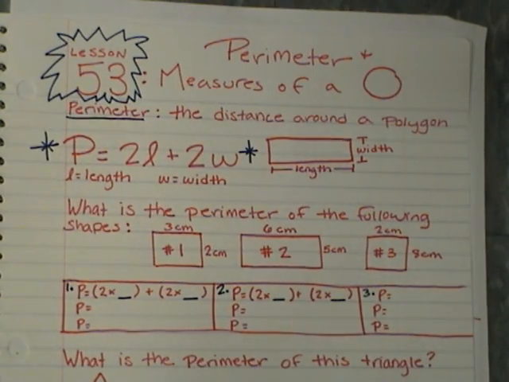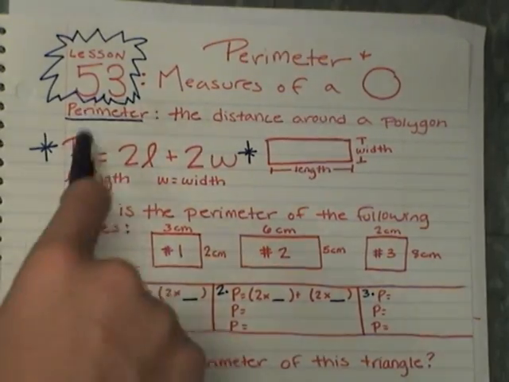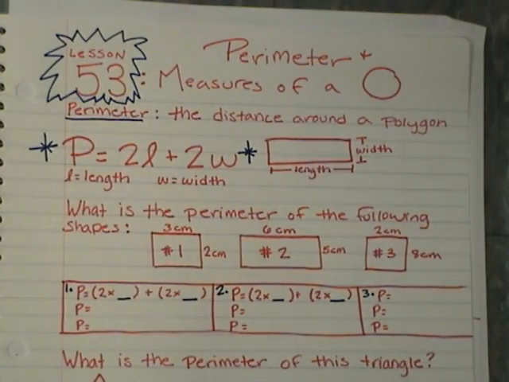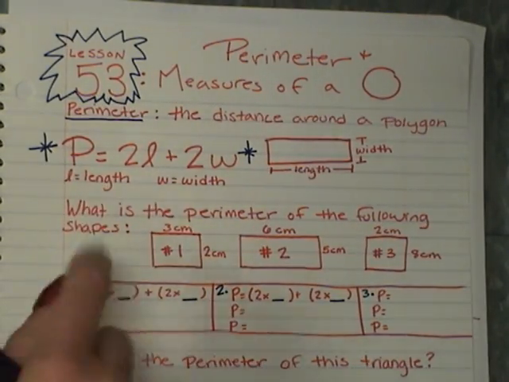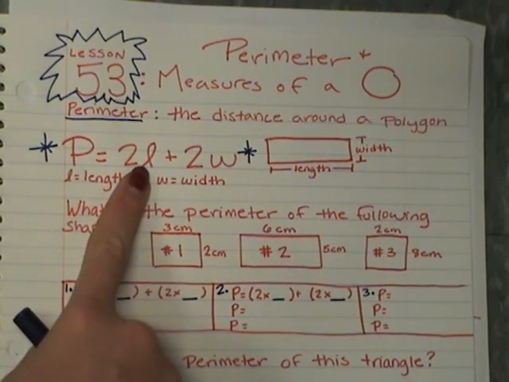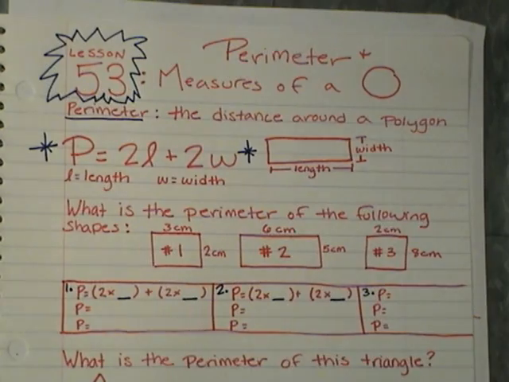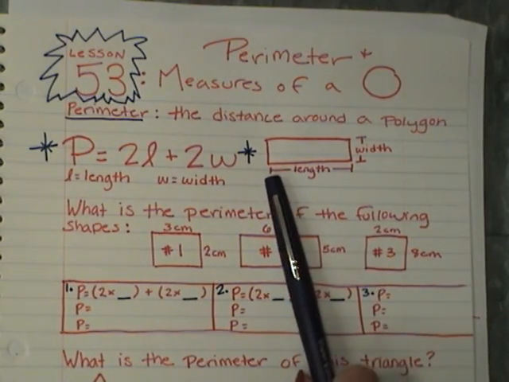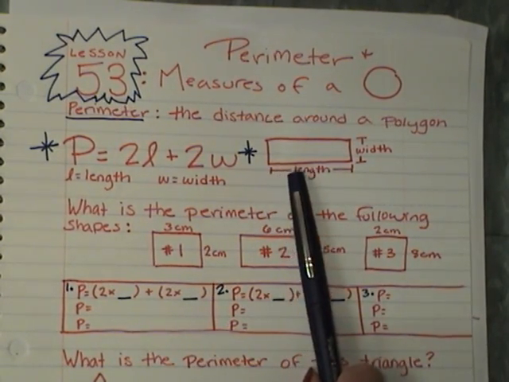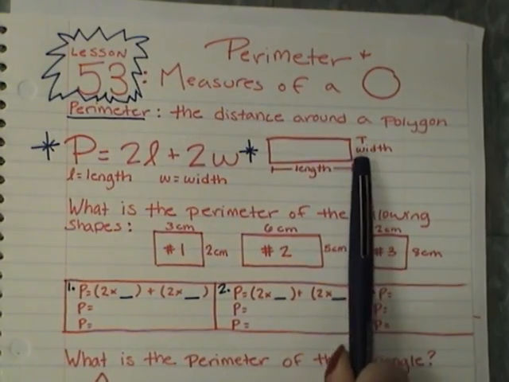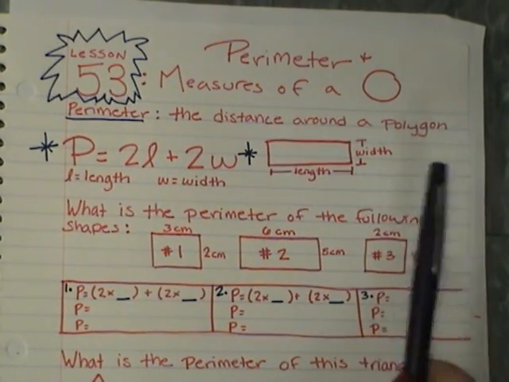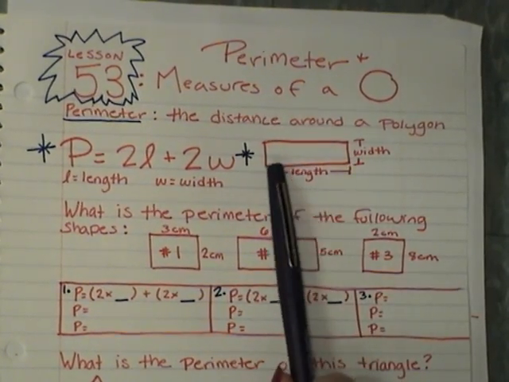So what I have here is your formula. P in our lesson today is going to mean perimeter, and when you see L, that means the length, and when you see W, that means the width. Okay, so if I have a shape like I have here, down here this is your length, and this is your width. Your width is how thick something is, and your length is how long it is.